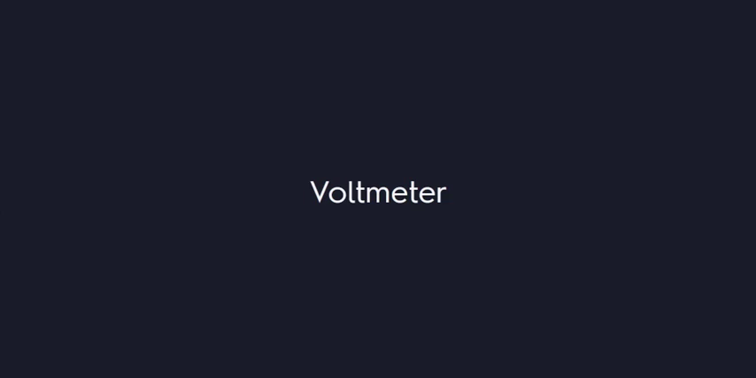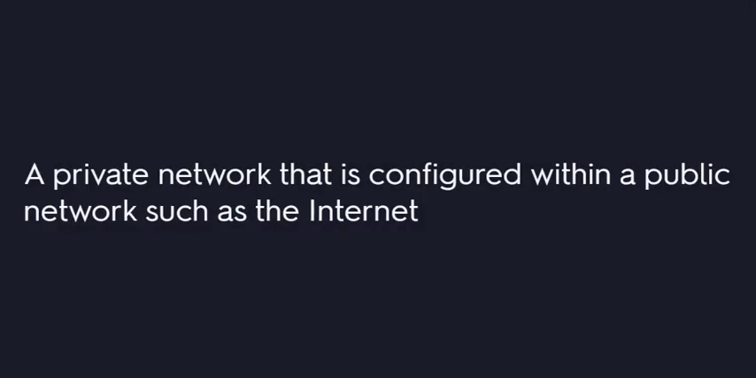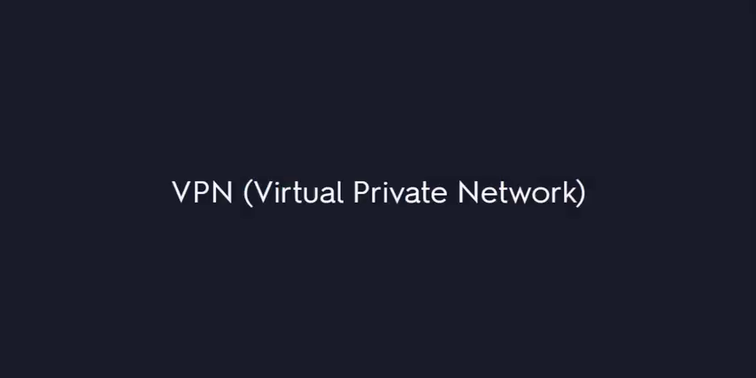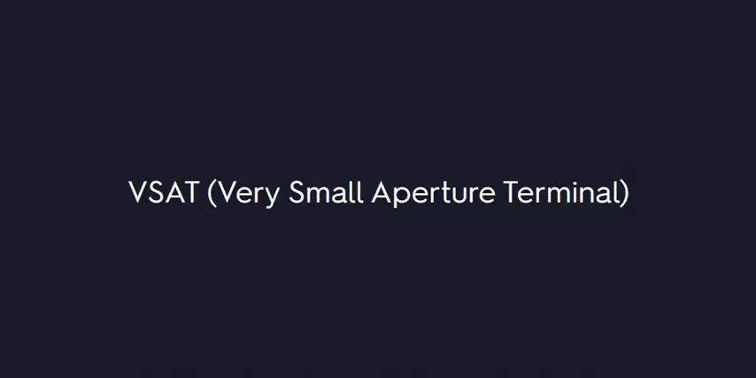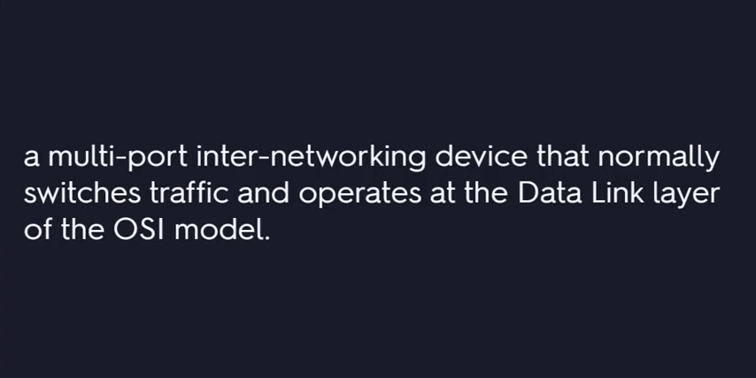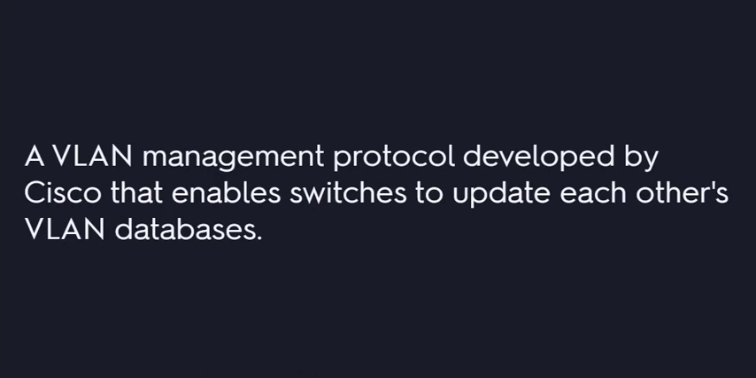Voltmeter. A private network that is configured within a public network such as the Internet. VPN. A small telecommunication earth station that consists of a small antenna that transmits and receives signals from satellites. VSAT. A multi-port internetworking device that normally switches traffic and operates at the data link layer of the OSI model. WAN switch. A LAN management protocol developed by Cisco that enables switches to update each other's LAN databases.